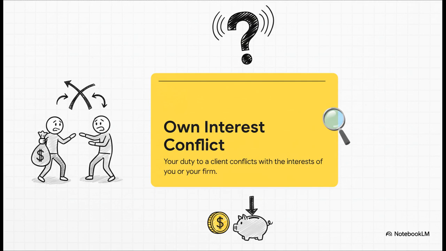Second, there's the own interest conflict. This is where your professional duty to your client could be swayed by your own personal gain. Like if you'd make a massive commission for recommending a deal that you know isn't actually the best option for your client.